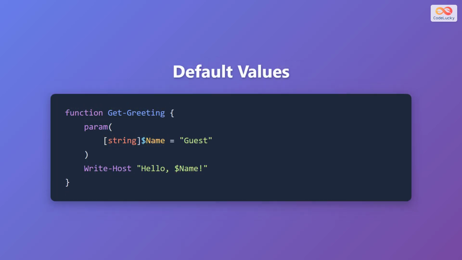Sometimes you want a parameter to have a default value in case the caller doesn't provide one. You can do this by assigning a value to the parameter in the param block. In this example, the Name parameter has a default value of Guest. If someone calls the Get-Greeting function without providing a name, it will automatically use Guest instead. This makes parameters optional while still providing sensible behavior. Default values are great for parameters that usually have the same value, but occasionally need to be different.